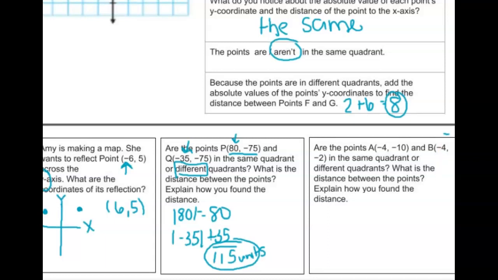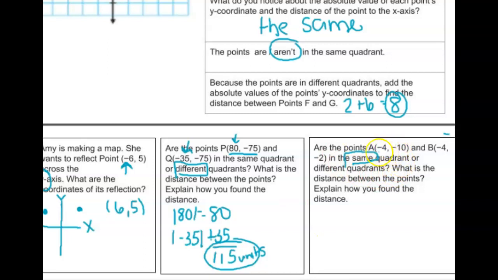Are the points (-4, -10) and (-4, -2) in the same quadrant? These are in the same quadrant. I know they're in the third quadrant because both numbers are negative on each. What is the distance between the points?